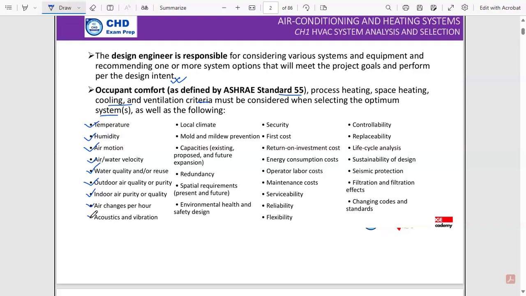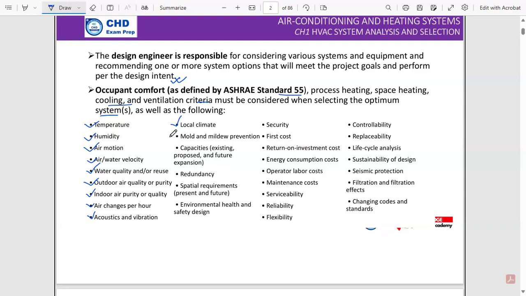Acoustic and vibration. ASHRAE standards have described acoustic and vibration for different projects. We will study them later on. Local climate is an important contributing factor. You must know the local temperature, the local dry bulb temperature and wet bulb temperature. That will have an impact on load calculation. So local climate is important.